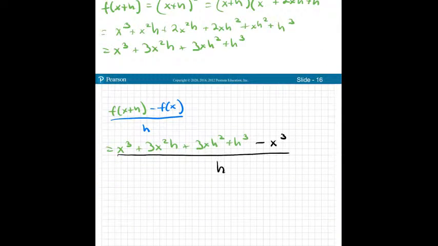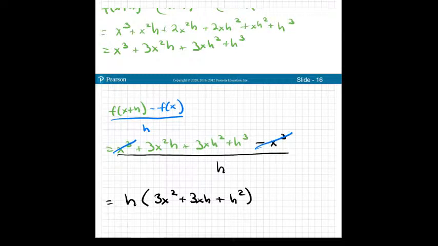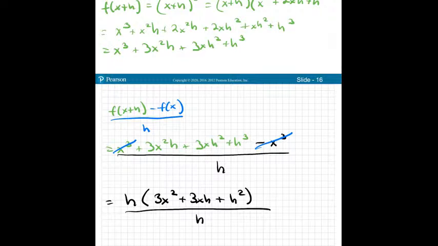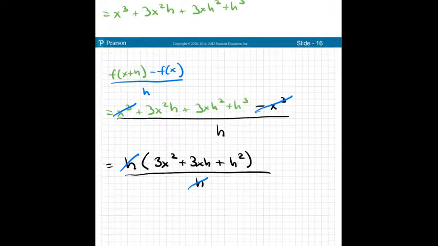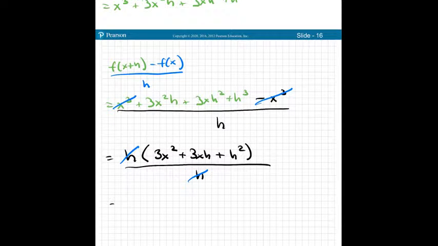Okay. So if we do this, the following happens. This is canceled by this, and I think all the remaining terms still have h in them. So we can factor out a h from the remaining terms. So if we factor out h from the top, that's going to leave us with 3x squared plus 3xh plus h squared. We're still saying divided by h. These cancel, and I think this is the final result we were looking for. 3x squared plus 3xh plus h squared.